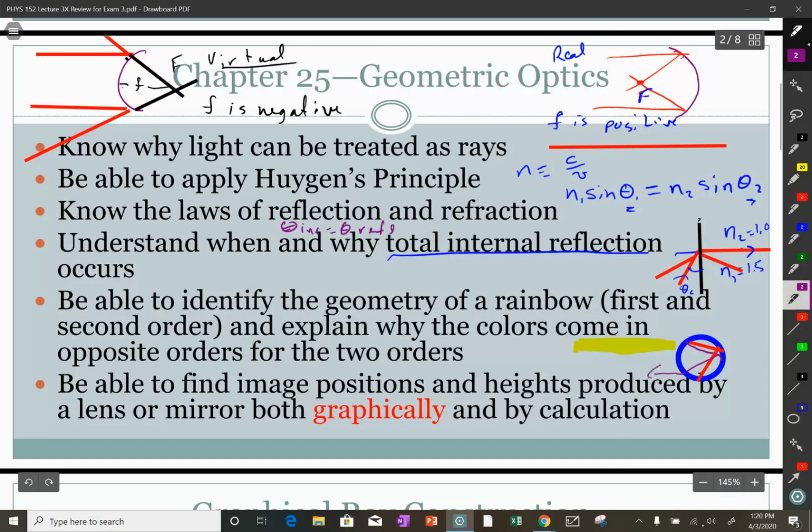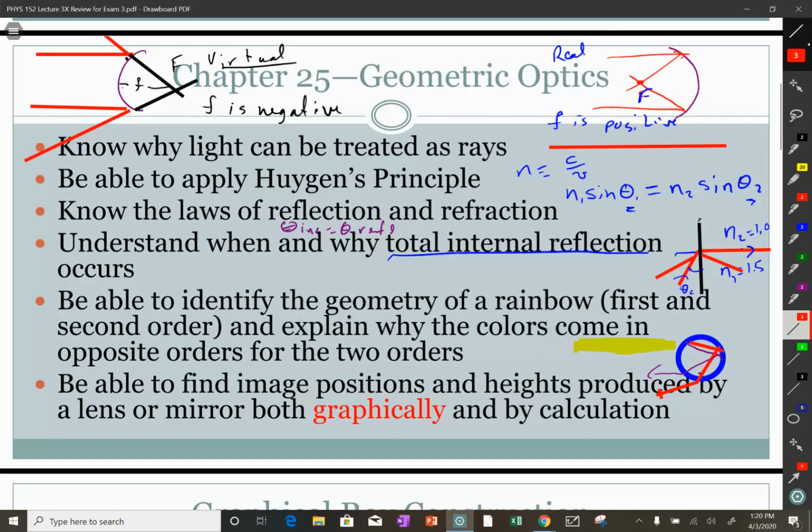And then they come out like this. And so if you look at the rainbow, you see different colors at different angles because the geometry for these angles is very strongly set. That's a first order rainbow.